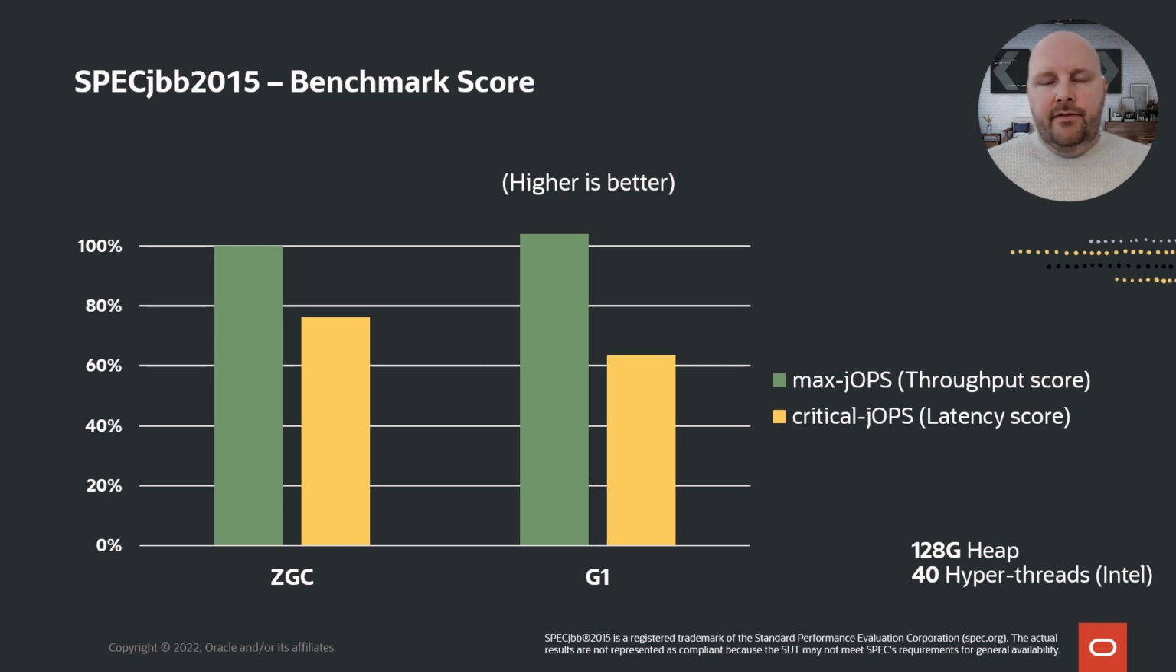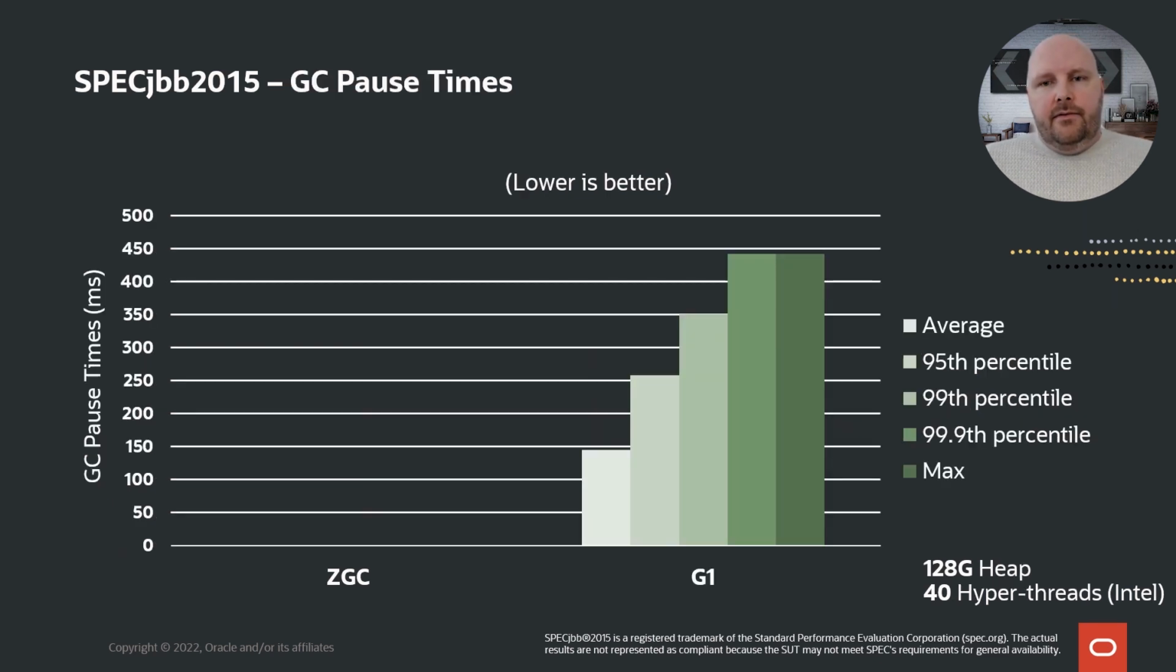Maybe even more interesting is to look at the GC pause times for this benchmark. So that looks like this. The scale here is in milliseconds, and we see that G1 has an average pause time of around 150 milliseconds, a max pause time of about 450 milliseconds. And ZGC pauses don't show up here. And that's not because I removed the data or the bars here. It's just that they don't even register on this scale.